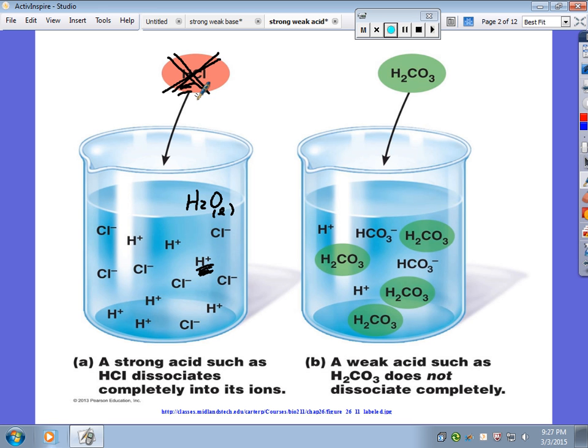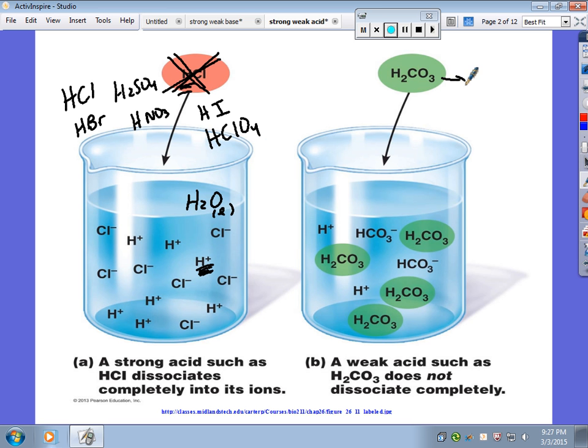And those are the things like hydrochloric, hydrobromic, H2SO4 sulfuric acid, nitric acid, hydrogen iodide, and perchloric acid. Right? Those are all the strong acids. They completely dissociate. Everything else is weak. And those weak acids do not completely dissociate.